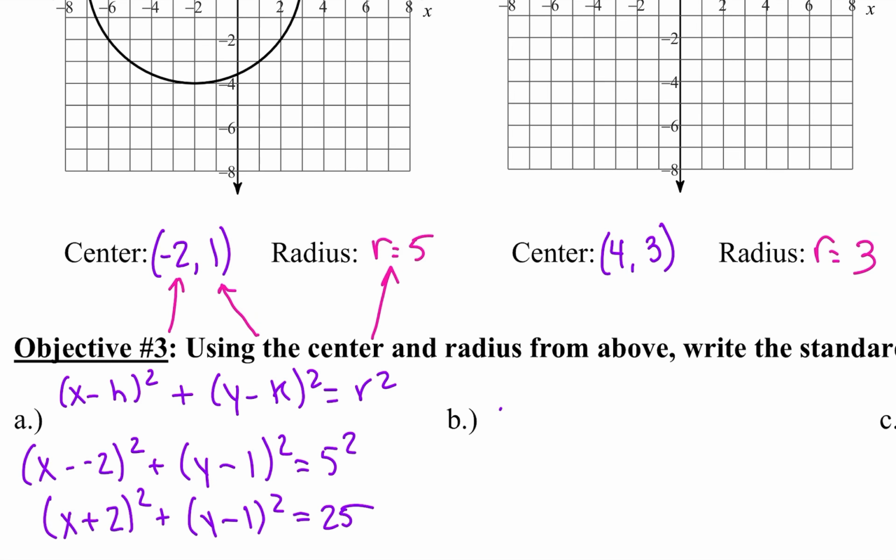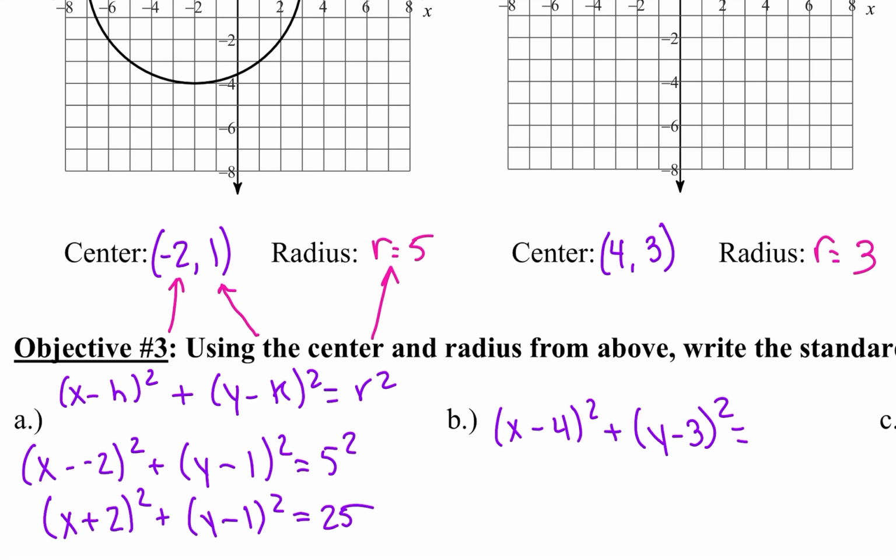All right, let's try B. So in this case, my center was 4, 3. So I know that when I do this, x minus 4 squared plus y minus 3 squared equals, the nice thing is that's already simplified, right? We've already got this all set.